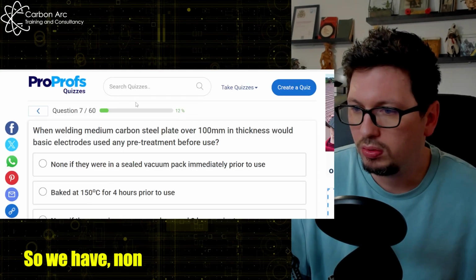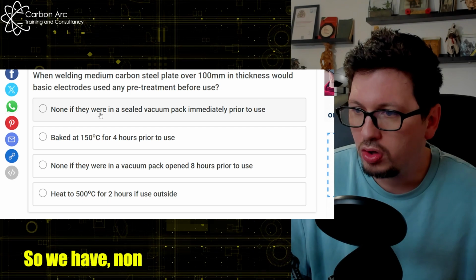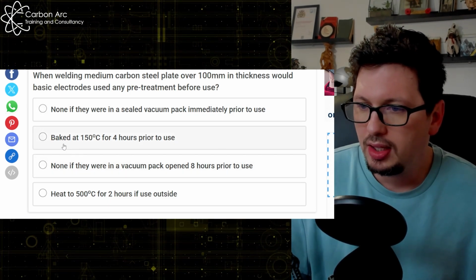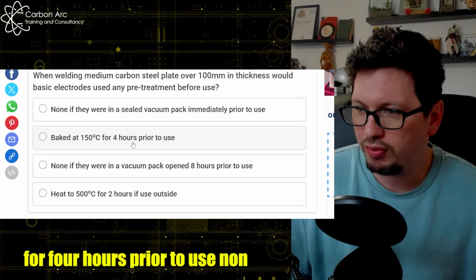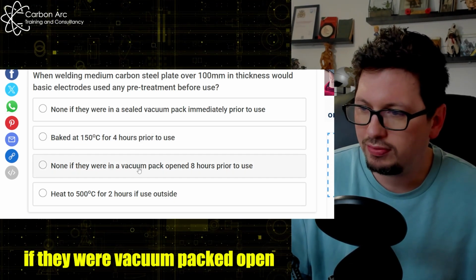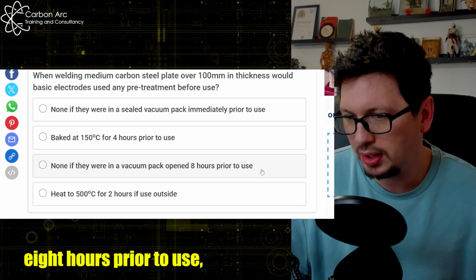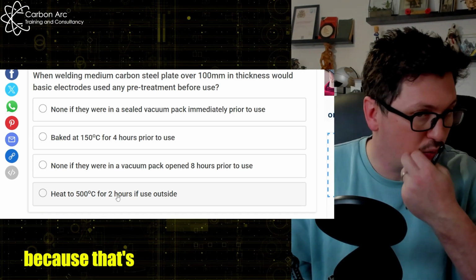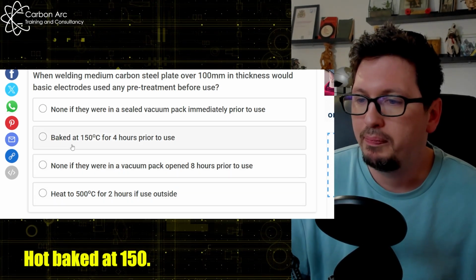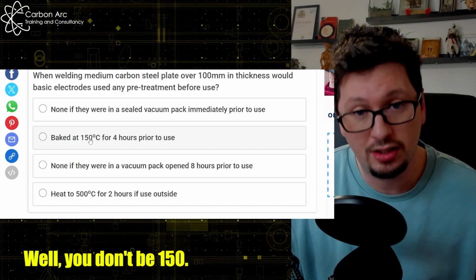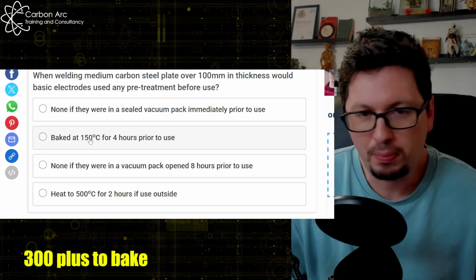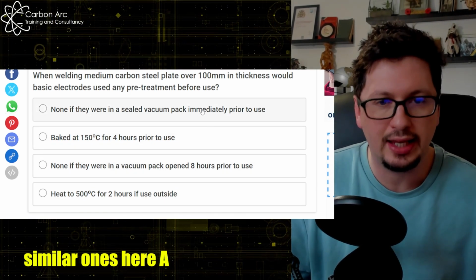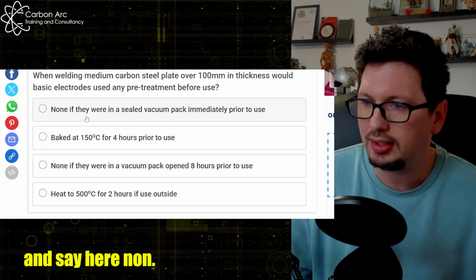Okay, so we have none if they were sealed in a vacuum pack and used straight away. Baked at 150 degrees for 4 hours prior to use. None if they were vacuum packed, open 8 hours prior to use, in heat over 500 degrees. Right, so I'm going to get rid of 500 degrees because that's just way too hot. Baked at 150, well, you don't bake at 150. It needs to be like 300 plus to bake, so we can get rid of that one. So it gives us two similar ones here, A and C, or the equivalent of A and C here.